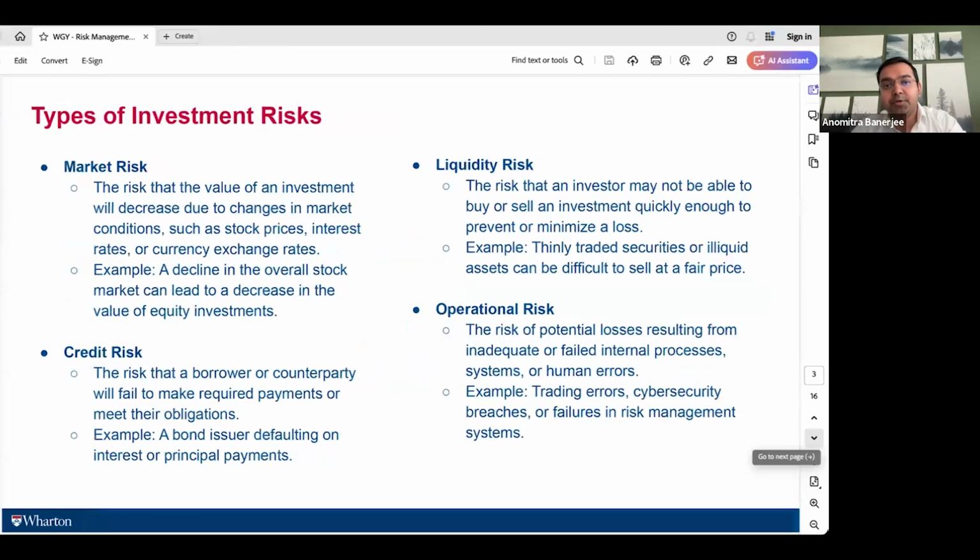So the investment risks that we will look at today, and which are the most important ones, are of four types. One is market risk, then there is credit risk, liquidity risk, and operational risk. I'll just touch upon these four to make you understand what they really mean.